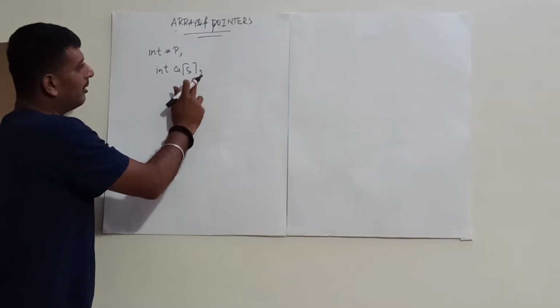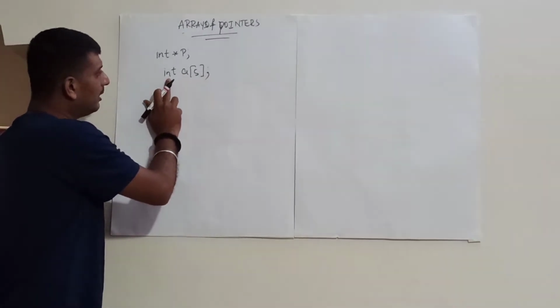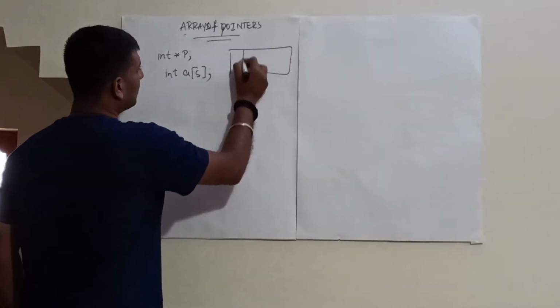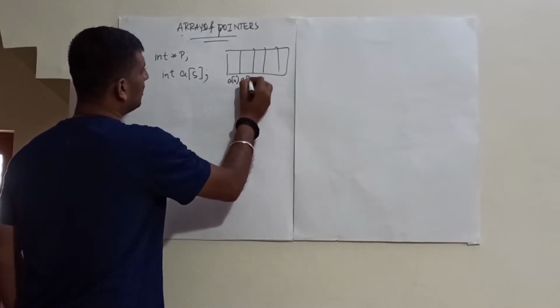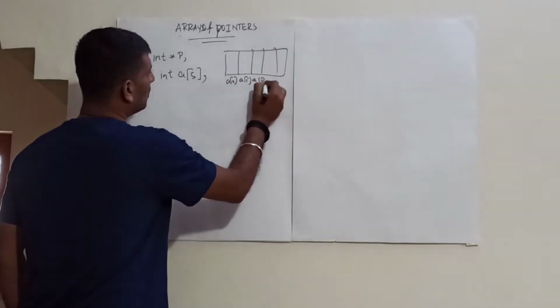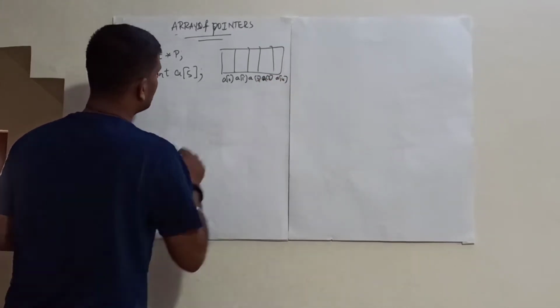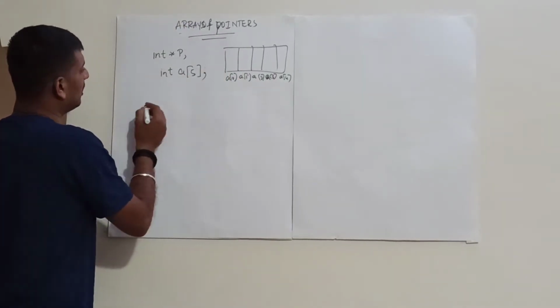int a[5] is nothing but: a is the name of the array, which is of kind integer, and the size of the array is 5. So it will be like this: a[0], a[1], a[2], a[3], and then a[4]. Same way you can declare an array of pointers also. I will show you the example.